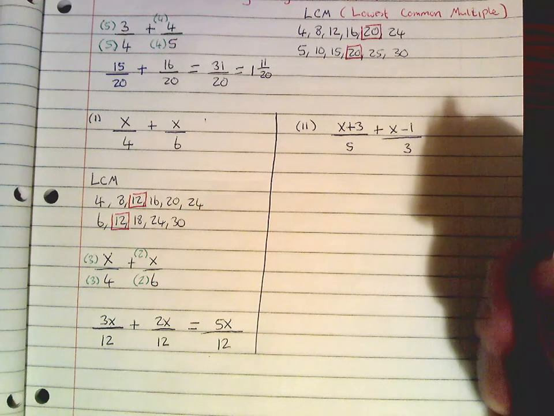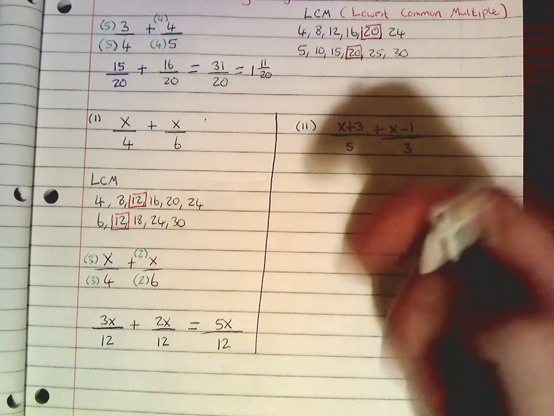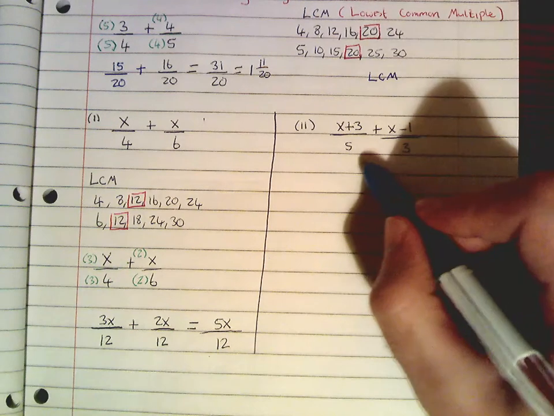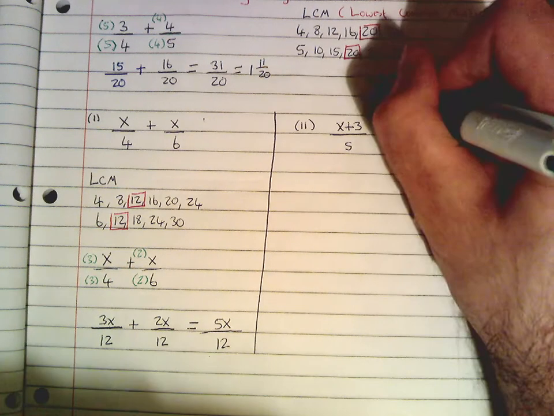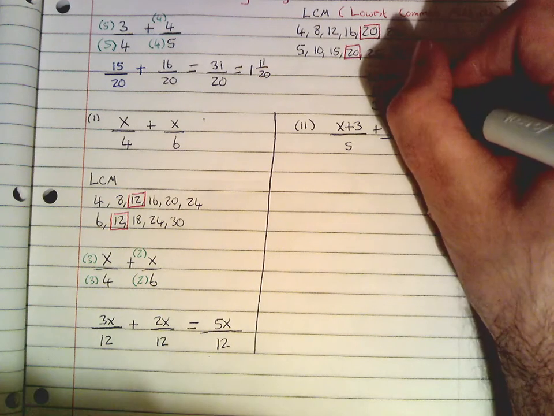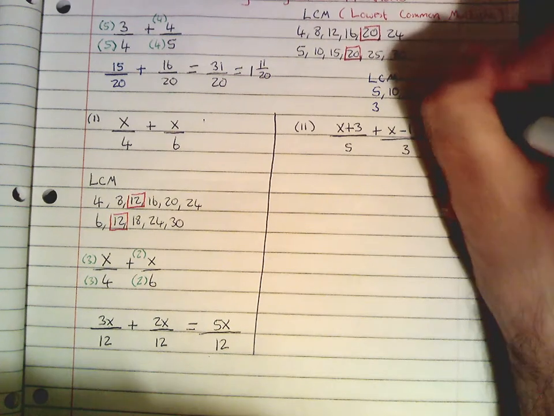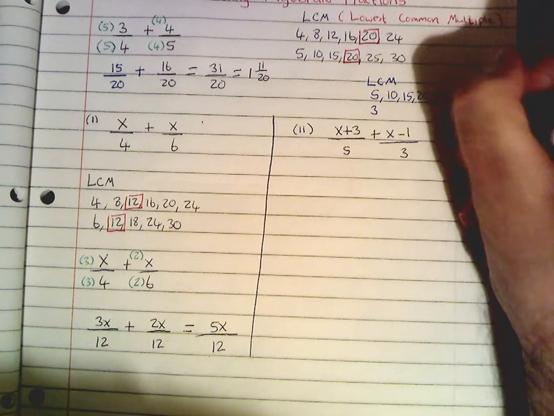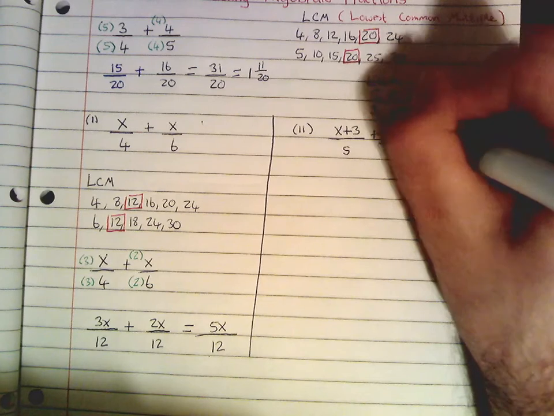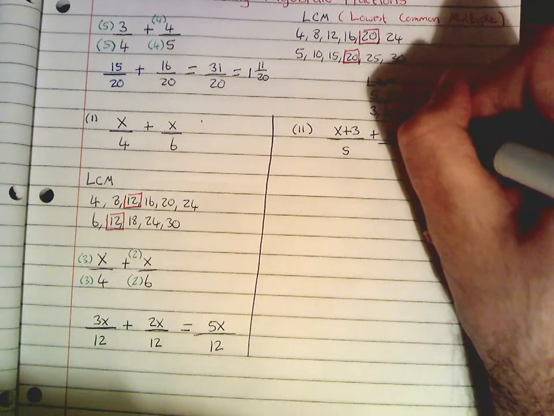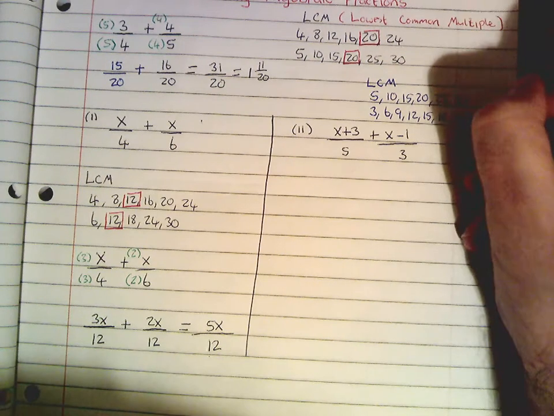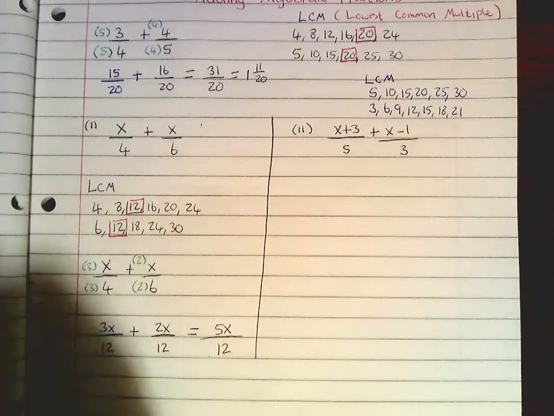The first thing we do is identify the lowest common multiple. What is the lowest common multiple for 5 and for 3? The multiples of 5 are 5, 10, 15, 20, 25, 30. The multiples of 3 are 3, 6, 9, 12, 15, 18, 21. Those are some of the multiples of 3.